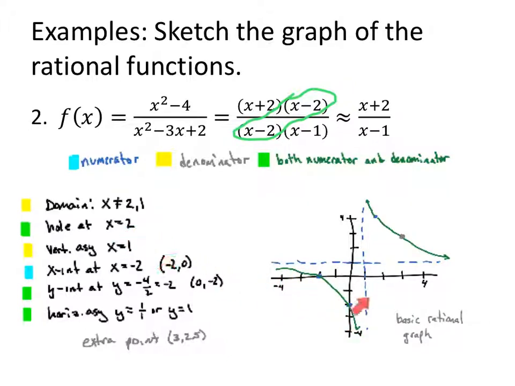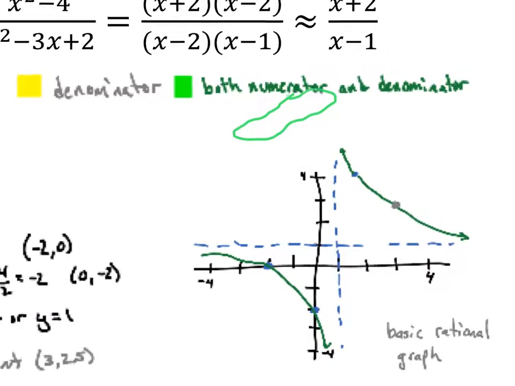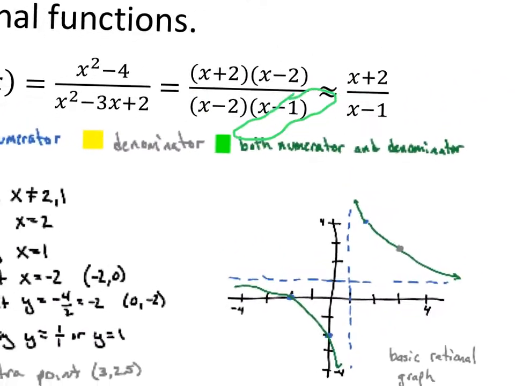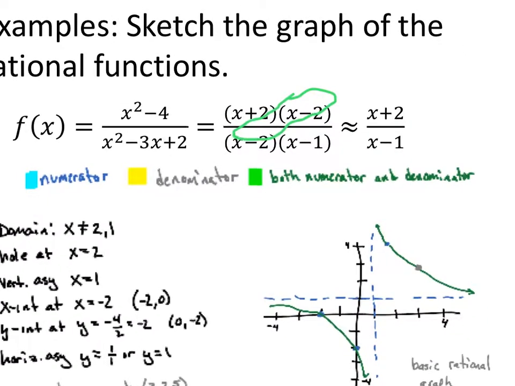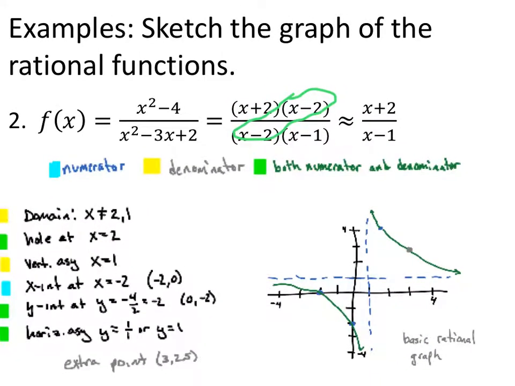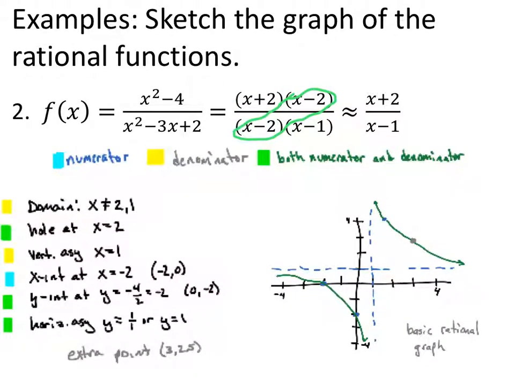I have a hole at 2, so if I put 2 in the original function, I'll get 0 over 0, which means I'm going to put it in the simplified version. If I put in 2, 2 plus 2 is 4 over 1, so at the x value of 2, open circle on 4. Let's take a better look at that. That's supposed to be an open circle there, let's see if I can get this back in the right spot. Call that good enough. An open circle at (2, 4).